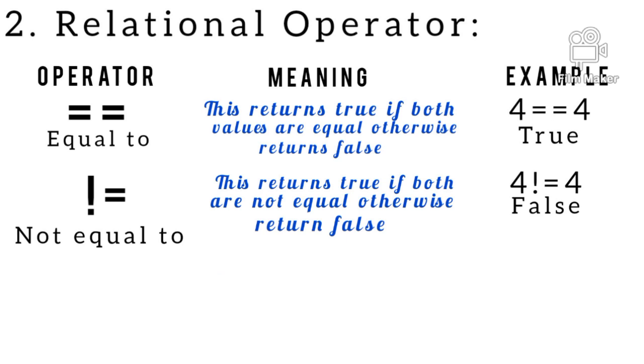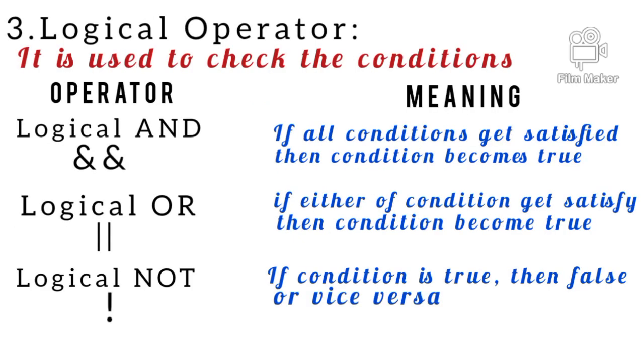Next is equal to. This returns true if both values are equal, otherwise returns false. After that, not equal to. This returns true if both are not equal, otherwise returns false. Then our third type of operator is logical operator. It is used to check the conditions.